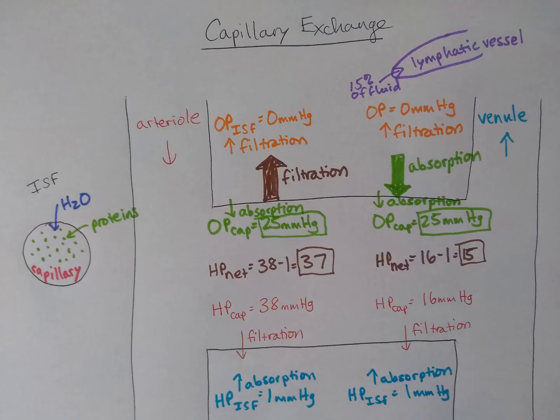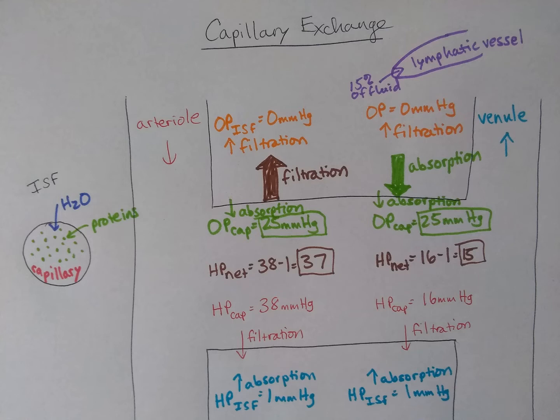This picture of capillary exchange is really important, so make sure you star this and know this. So here's the arterial end of the capillary bed here, and then at the other end we've got the venule end of the capillary bed. And we've got a couple of forces that are affecting which way the fluids are going to be flowing. At the arterial end, we've got the hydrostatic pressure of the capillary. So this is the blood pressure. The blood pressure at the arterial end is 38 millimeters of mercury, and that blood pressure is going to favor filtration. It favors pushing fluid out into the tissues.